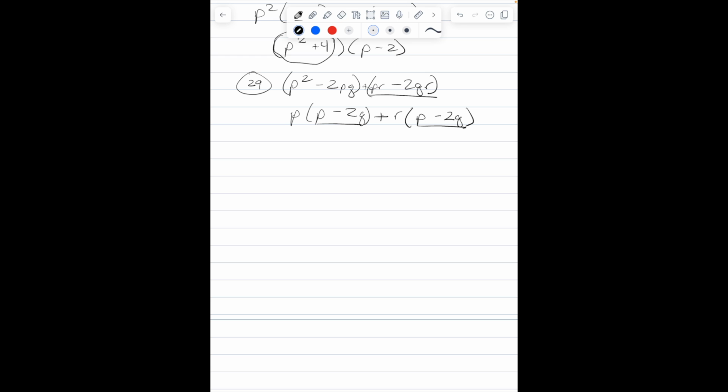Look at that. Now we're left with P plus R as our first factor, and P minus 2Q as our second factor that both are divisible by. And there you go. Easy as that. All right, we're ready for what's next.